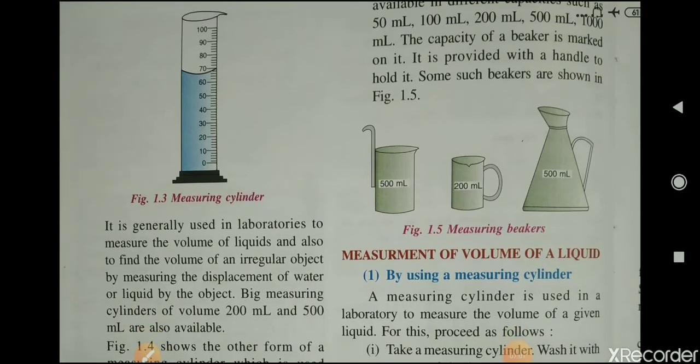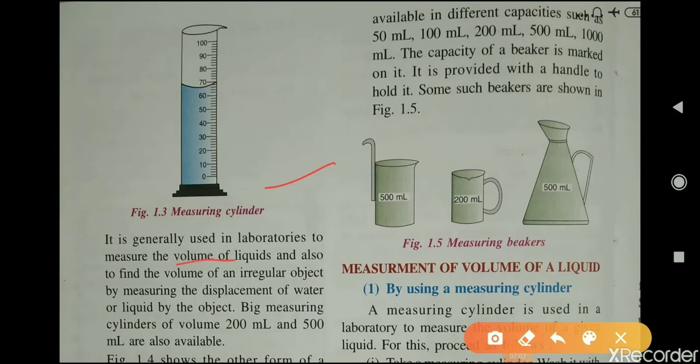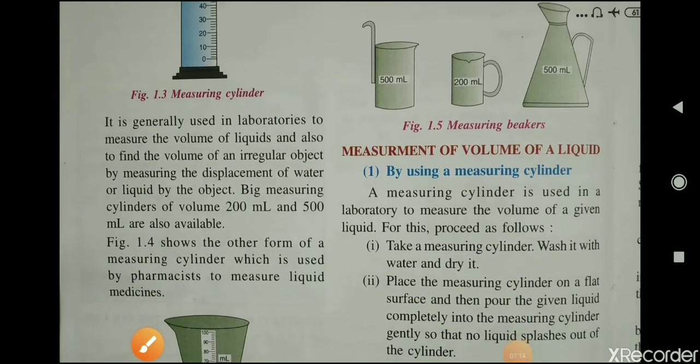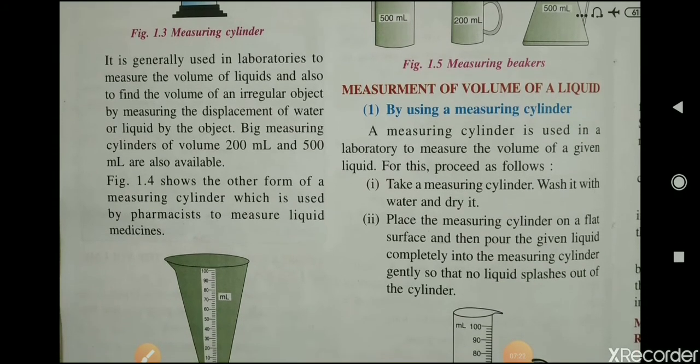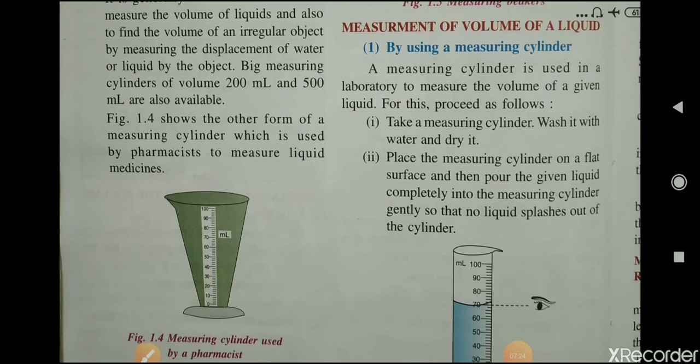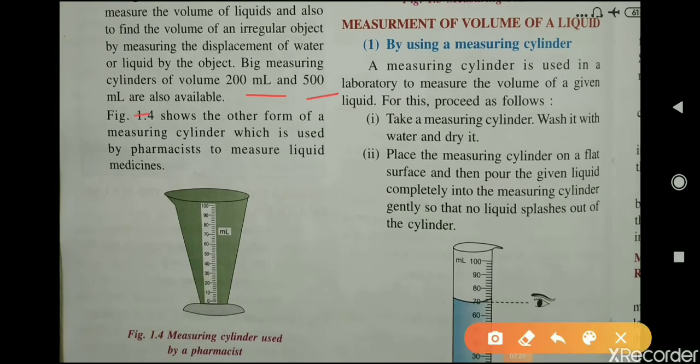It is generally used in laboratories to measure the volume of liquids and also to find the volume of irregular objects by measuring the displacement of water or the liquid by the object. So it is used in the laboratories to measure the volume of a liquid and also the volume of an irregular object. Big measuring cylinders of volume 200 and 500 ml are also available. This is a measuring cylinder that is used by pharmacists to measure the liquid medicine.